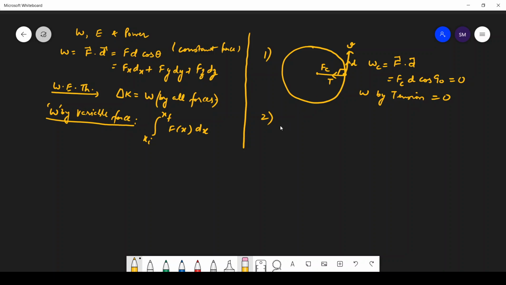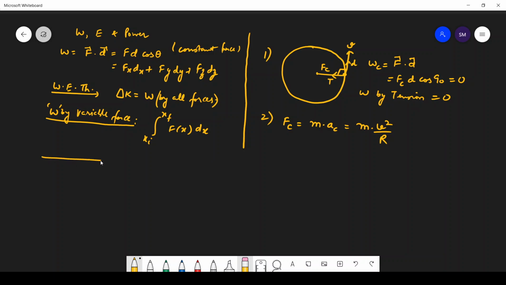Second thing is that still if you would like to write it, what is the centripetal force here? Force is equal to m into a, so m into a_c. And what is centripetal acceleration? That is equal to v square by r. So that's the formula for the centripetal force.